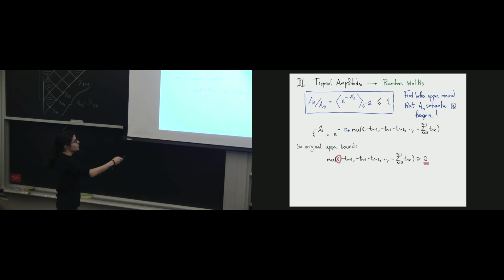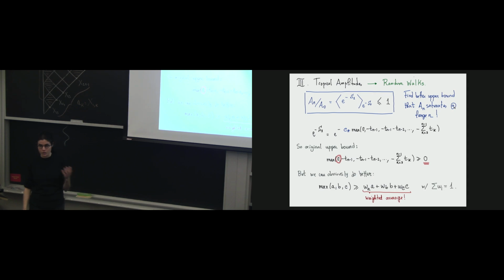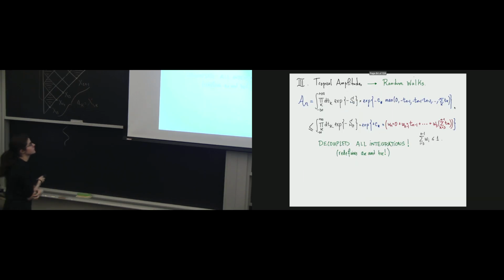So originally we said, well, in this max there's an entry which is 0, so it's clearly that the max is greater or equal than 0. But in general, if I have a max with different entries, I can say that it's always greater or equal than any weighted average of its entries, right? Where these weights have to add up to 1. The weights are positive and have to add up to 1. So they're all between 0 and 1. Okay, so anyway, this is another upper bound that I can use.